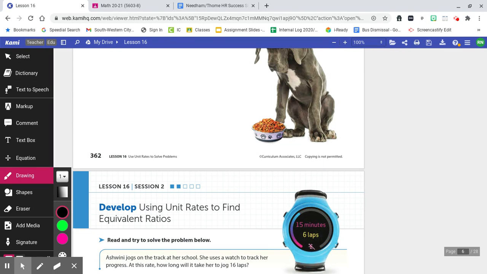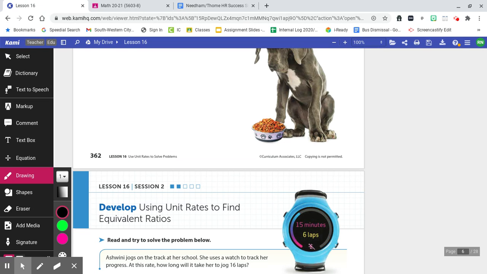So get your book and a pencil and open your book to page 361. This is a develop using unit rates to find equivalent ratios. Lesson 16, session 2. And last time I saw you, we did session 1. So you should already have an idea of what a unit rate is, where we have to find one of the measurements to be a 1 to find the unit rate, and then using that unit rate to find equivalent ratios. So we're going to look at the first problem, read it together, and then try to solve it on our own and then compare.